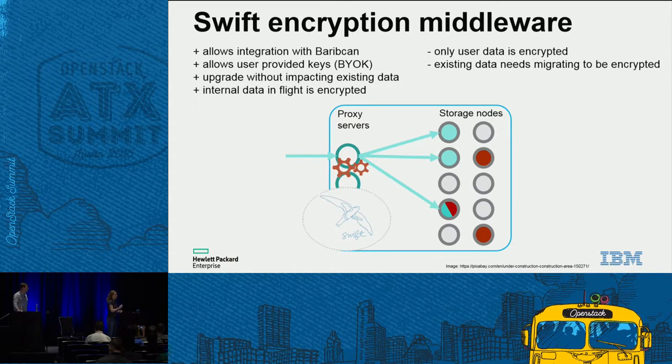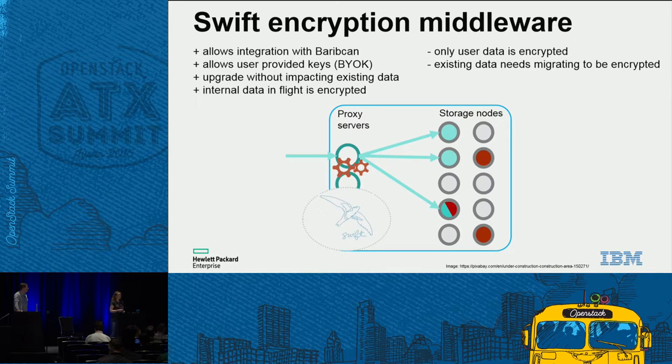And another thing this design provides is it allows us to support user-provided keys that would be included in the request as headers. And so this was the BYOK that Alistair mentioned a minute ago. And notice with this design, you can upgrade to encrypt new objects without changing your hardware or back-end virtual disk provisioning.